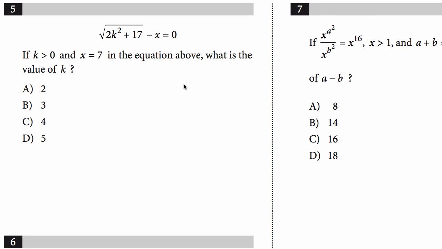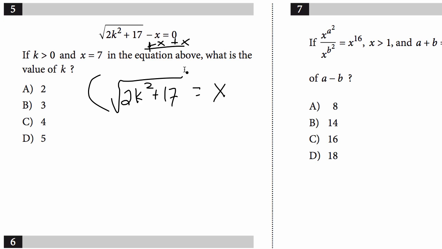k is greater than 0 and x is equal to 7 in the equation above. What is the value of k? All right, all I'm going to do, I'll just add x to both sides. So I get 2k squared plus 17 equals x. Then I'm going to square both sides. This is just basic stuff you should know how to do.